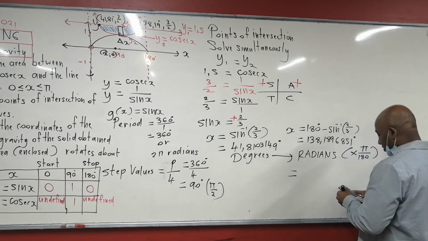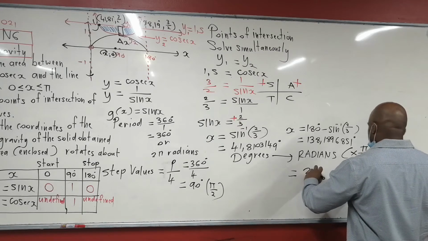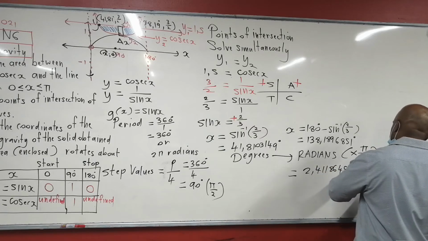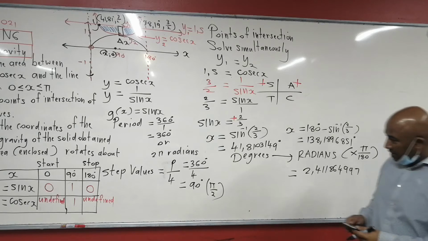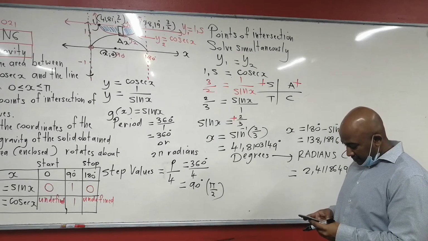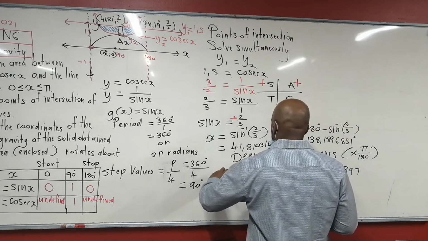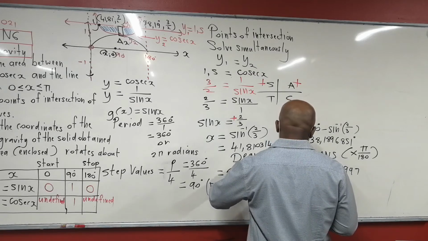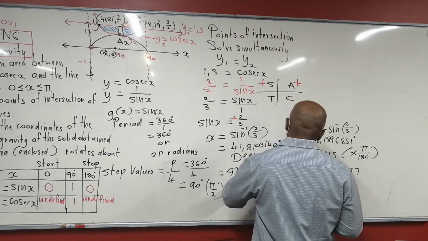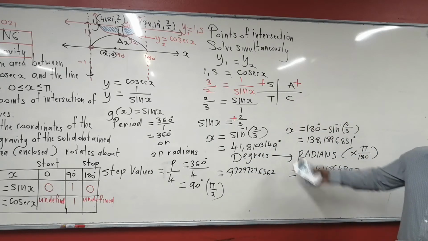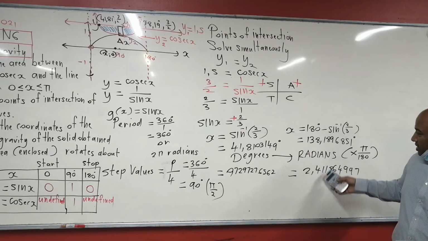138,189 times pi over 180 is equal to 2,411,864,997. That's our radians, and here this is going to equal 0.729727656. Right. So this is degrees, that's radians, degrees, radians.